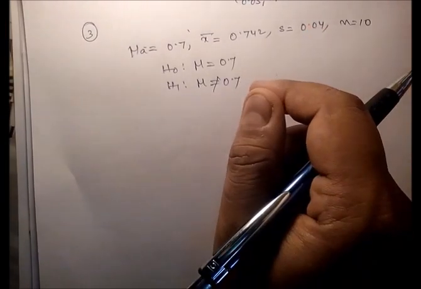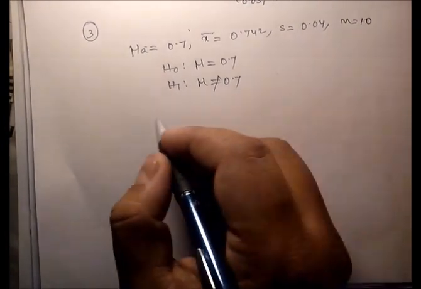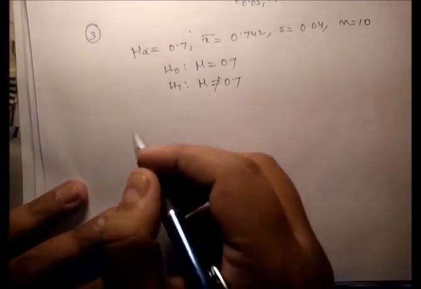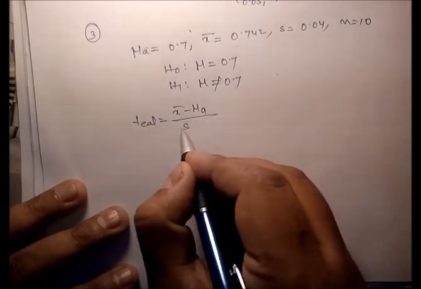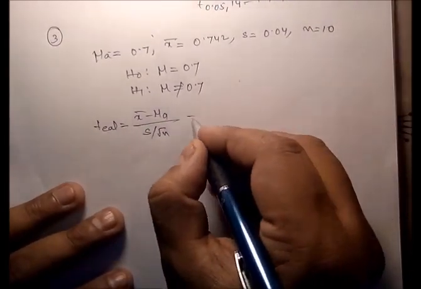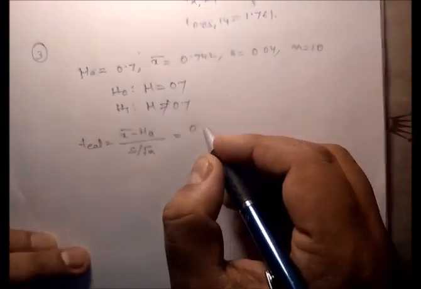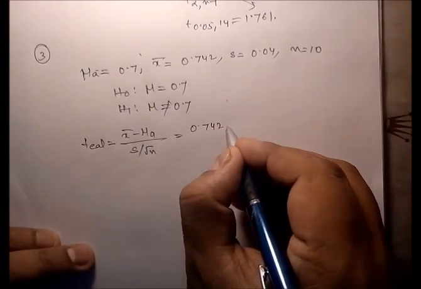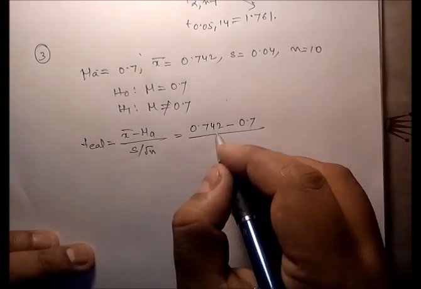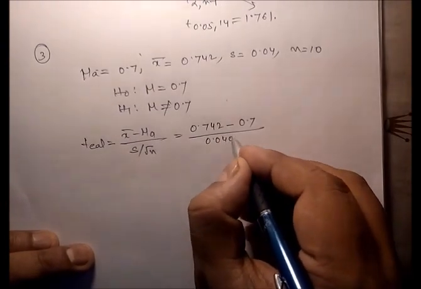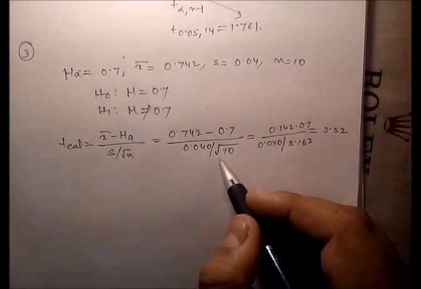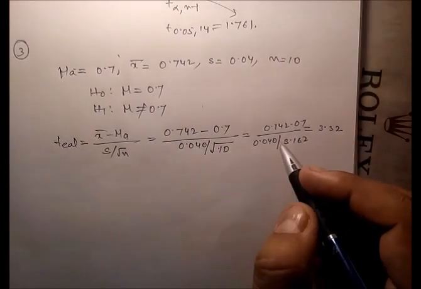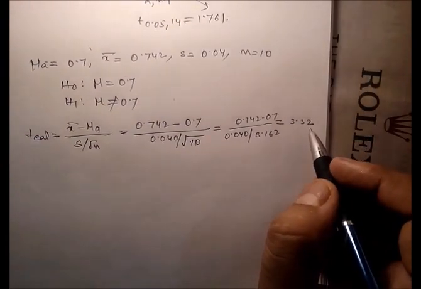Now we have to solve this problem. We have to calculate the t statistic. Under the null hypothesis, the t statistic is x bar minus mu naught divided by s over square root of n. X bar is the sample mean, 0.742, minus 0.7, s is 0.040, divided by square root of 10, and the calculated value is 3.32.